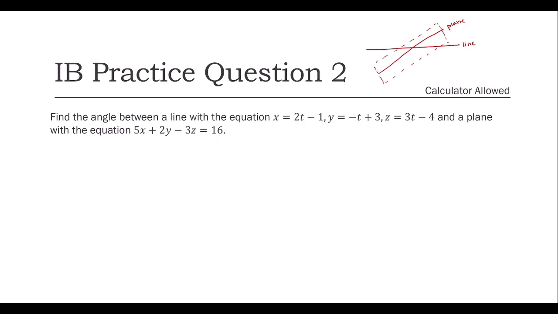So we want to start by finding the normal vector to our plane. So our normal vector is easy to find here because it's given in Cartesian. So our normal vector is going to be 5, 2, negative 3. So we want to find the angle between our plane with this vector and then our line with its direction vector. So the direction vector is going to be the slopes. So 2, -1, 3.